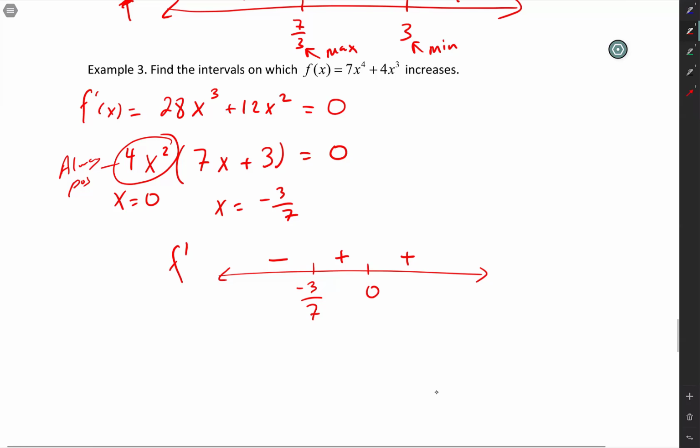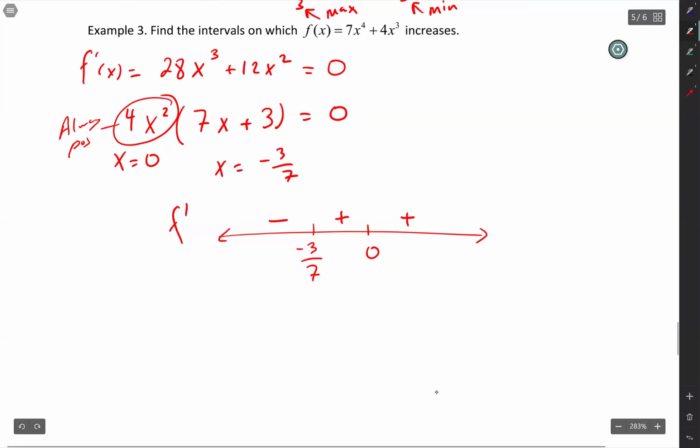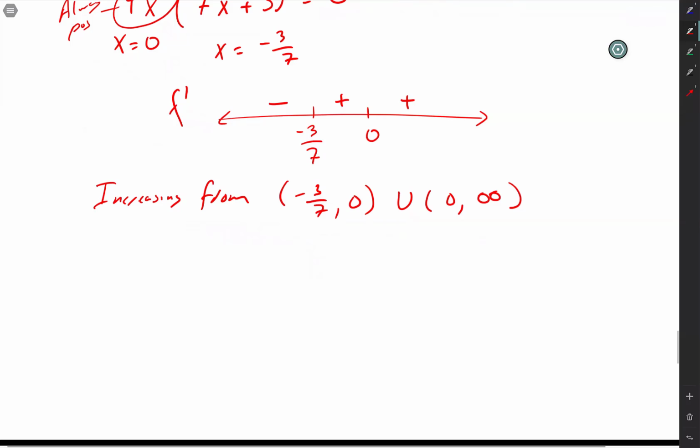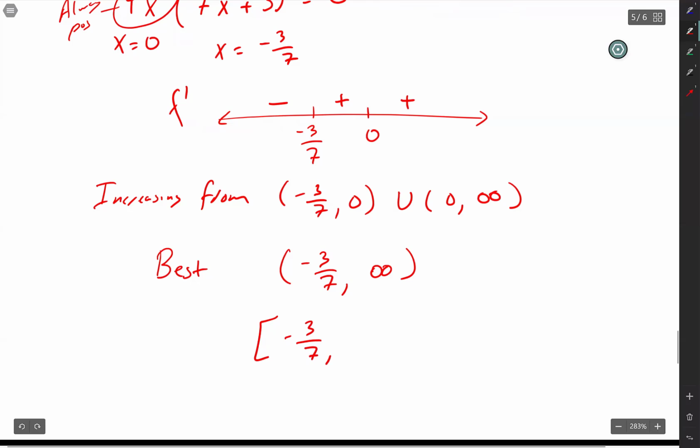So, okay, I like this one. So I am increasing from negative 3/7 to 0, and then for a moment, I'm stopped. And 0 to infinity. Is there a better answer than this? Yeah. The best answer is this. Or I guess if we're following the book.